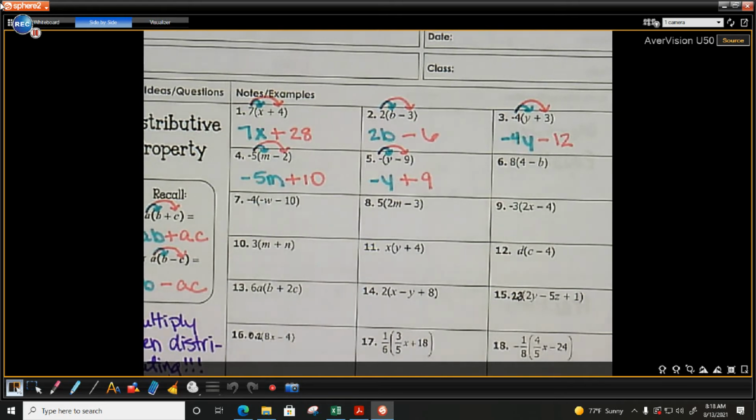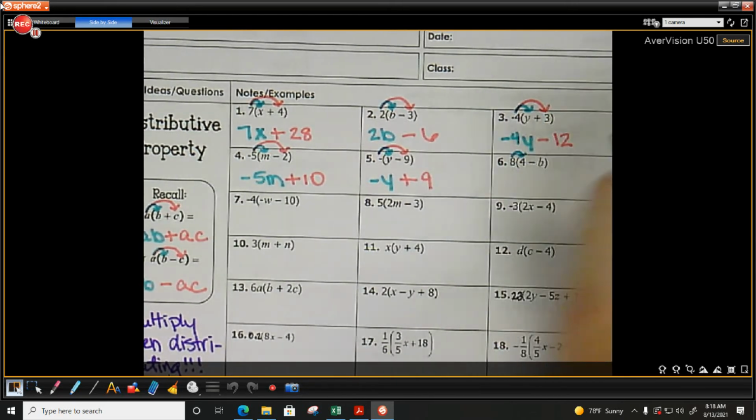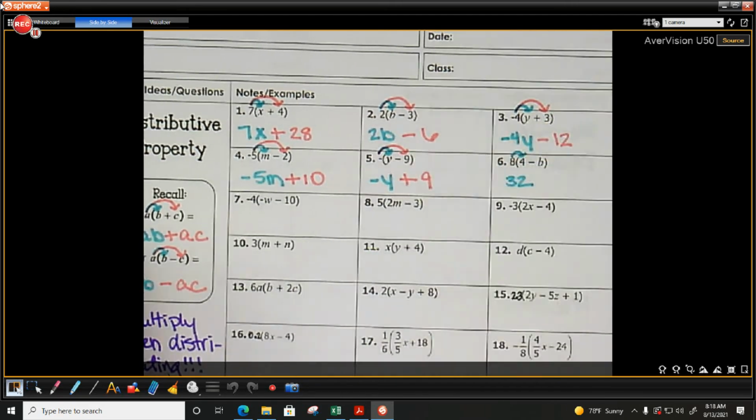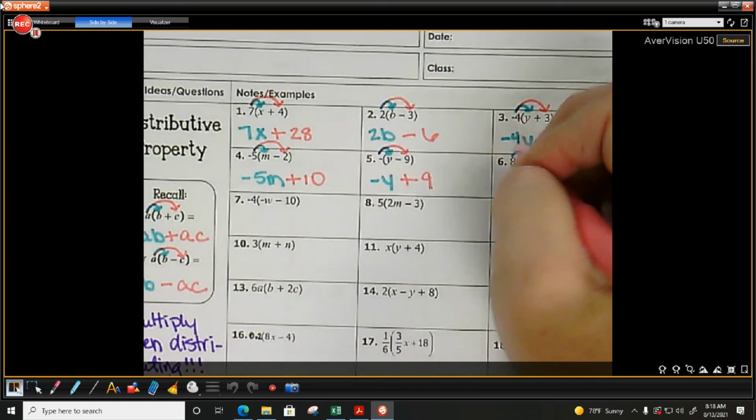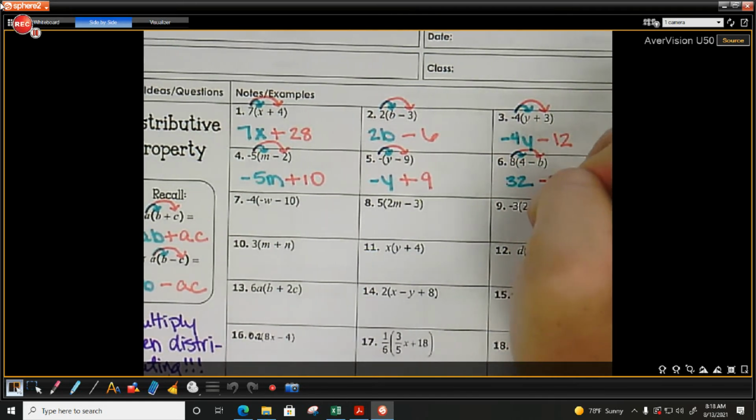Is this a 2.3? Mm-hmm. 2.3. I know, it's kind of messed up. Okay. 8 times 4 is? 32. And 8 times negative b? Negative 8b. Very good. Do we feel pretty confident right now?